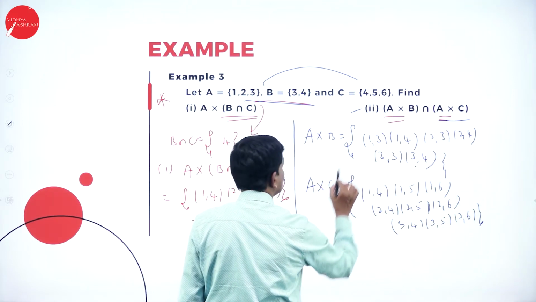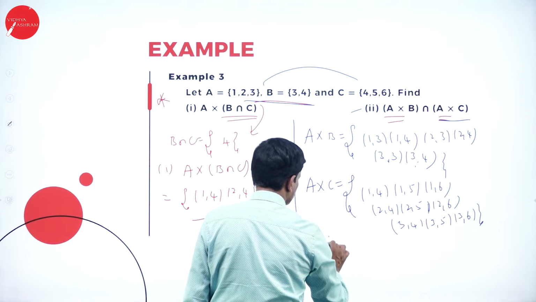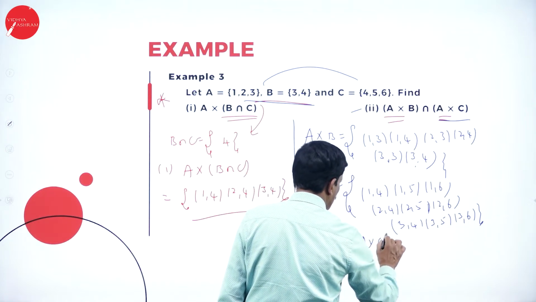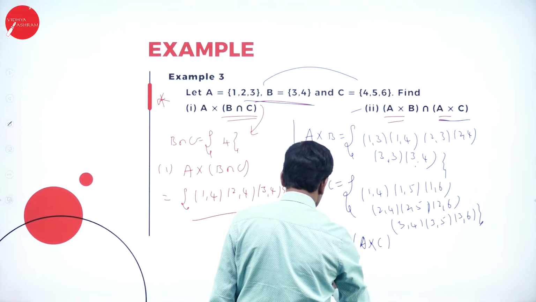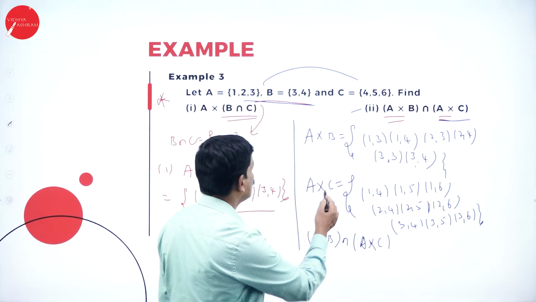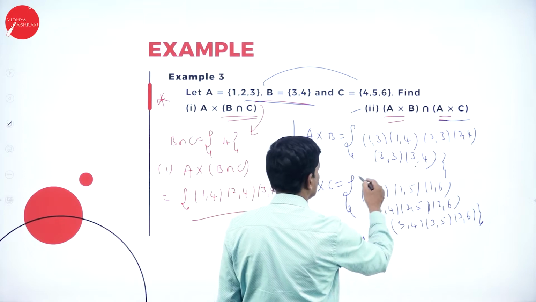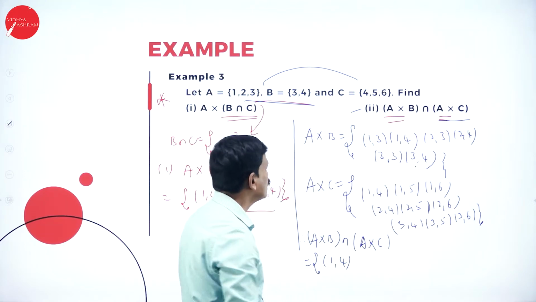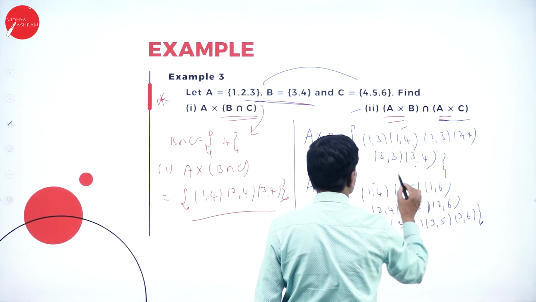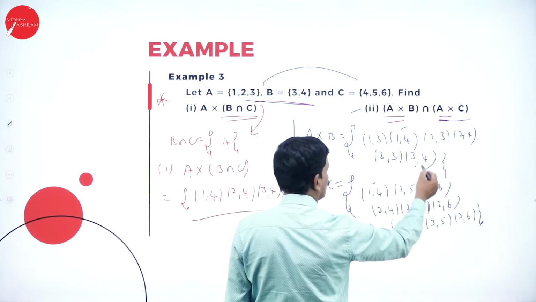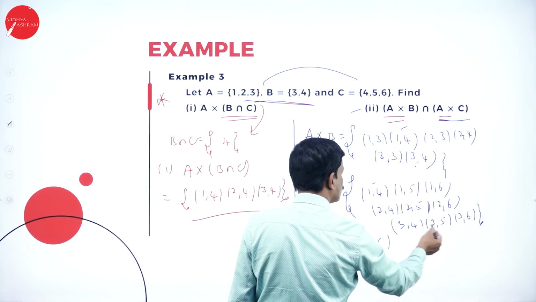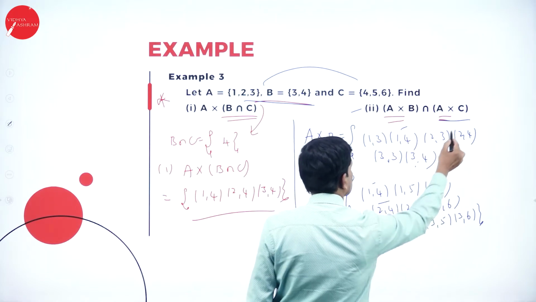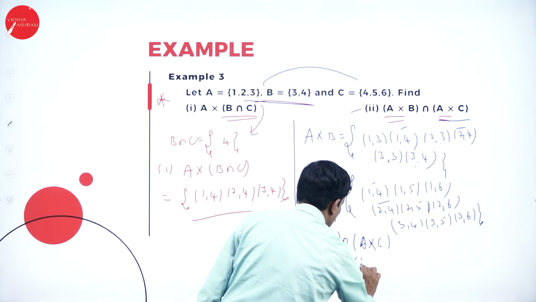Now, A cross B intersection A cross C, the common elements in these two. In the first set we have (1, 3); here (1, 3) is not there. (1, 4) is common in both the sets, so we can take (1, 4). Then (2, 3); here we don't have (2, 3). Again (2, 4): (2, 4) is there in both the sets, so we can take (2, 4).